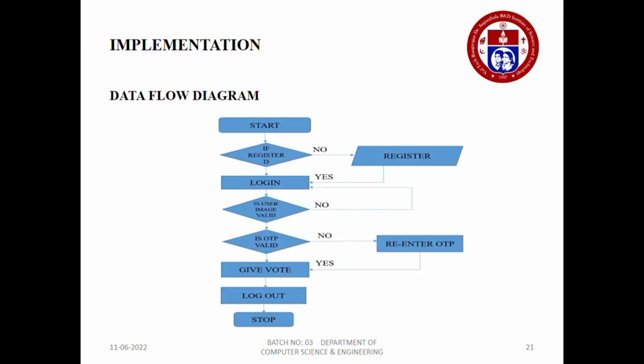Data flow diagram. First the voter will be registered using their Aadhaar number. After that they will log into the voting website. It will check whether the user image is valid or not. If it is not valid, it will go back to the login page. If it is valid, it will check the OTP validation. If the OTP is not valid, it will give a re-enter OTP option. If valid, we can cast the votes and log out from the system.